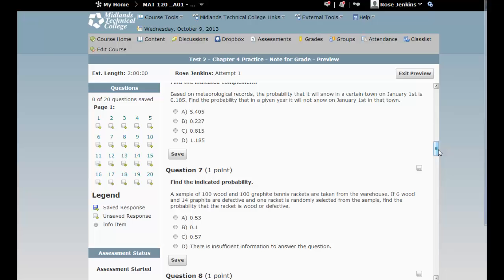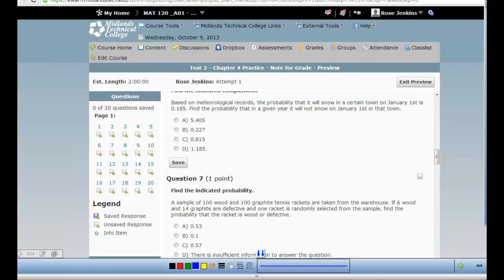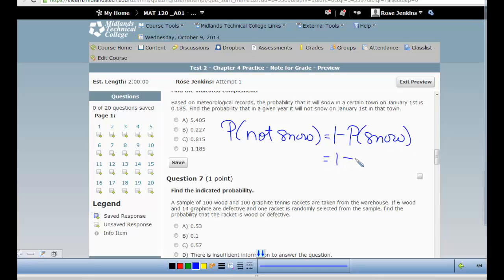So the probability that it will not snow equals 1 minus the probability of snow. Probability of snow is 0.185. And so we get, I think, 0.815. C. Any questions about that?